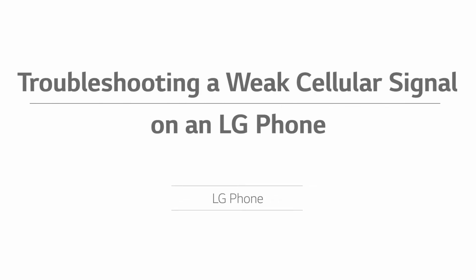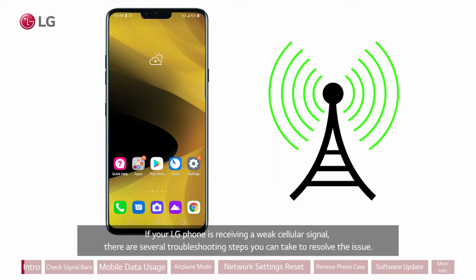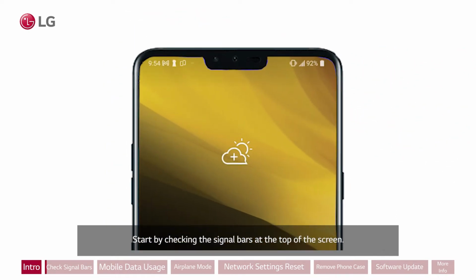Troubleshooting a weak cellular signal on an LG phone. If your LG phone is receiving a weak cellular signal, there are several troubleshooting steps you can take to resolve the issue. Start by checking the signal bars at the top of the screen.